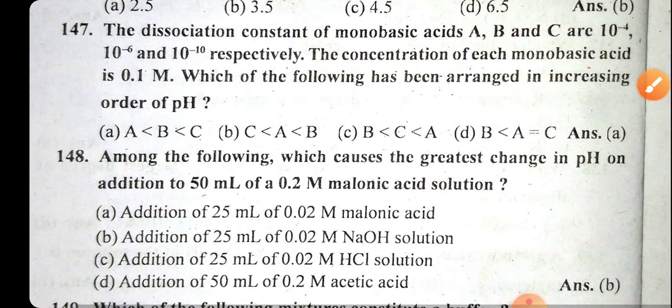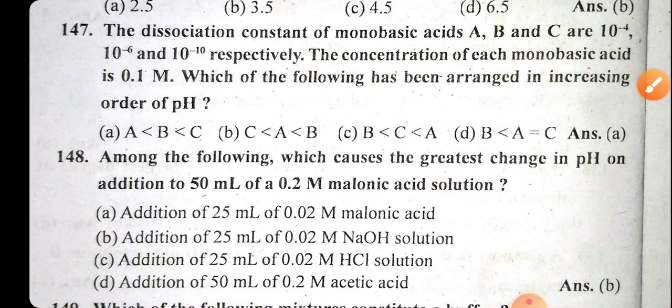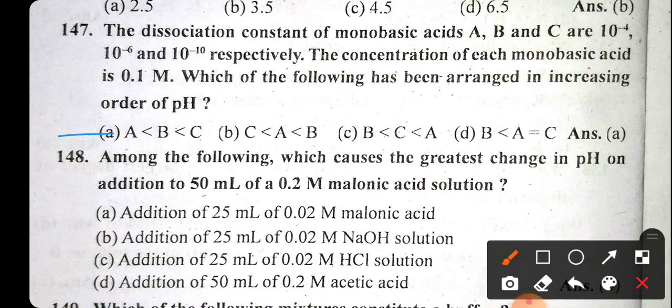Now the third last question is the dissociation constants of monobasic acids A, B and C are 10 to the power 4, 10 to the power 6 and 10 to the power 10 respectively. The concentration of each monobasic acid is 0.1 M. Which of the following has been arranged in increasing order of pH? Option number A will be the right answer, that is A has the minimum, B has the maximum and C has the most maximum.